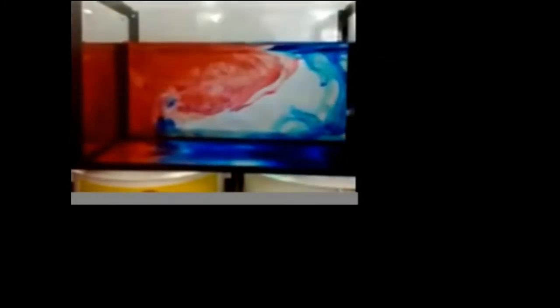So the blue is following the cold water, and then the red is where the hot water is rising, and then when it gets to the other side, it starts to sink, and the two start to eventually mix up, causing it to be a purple color.